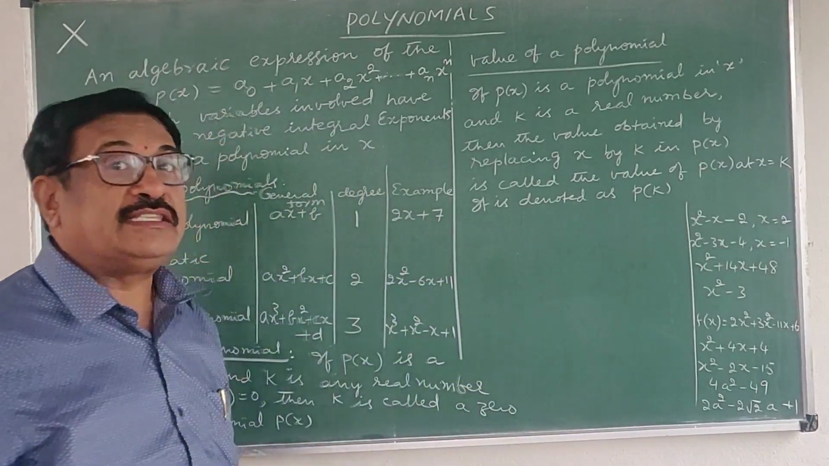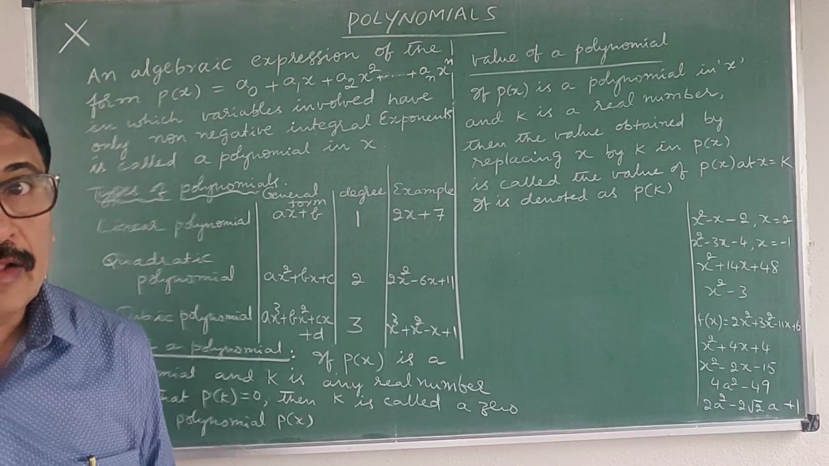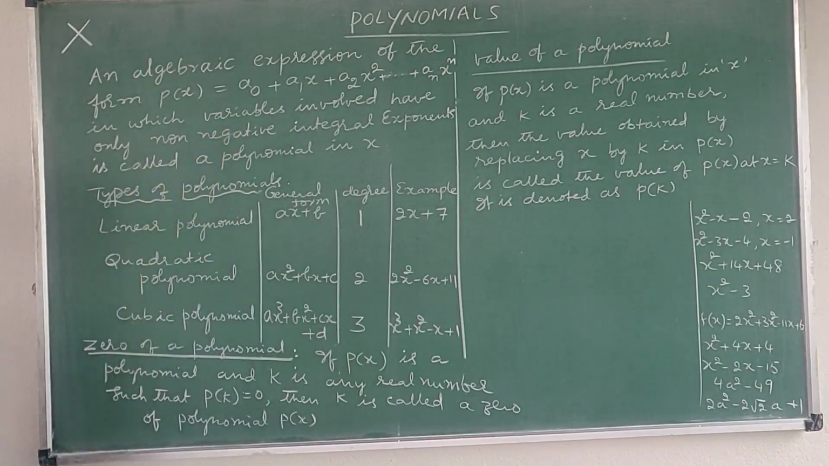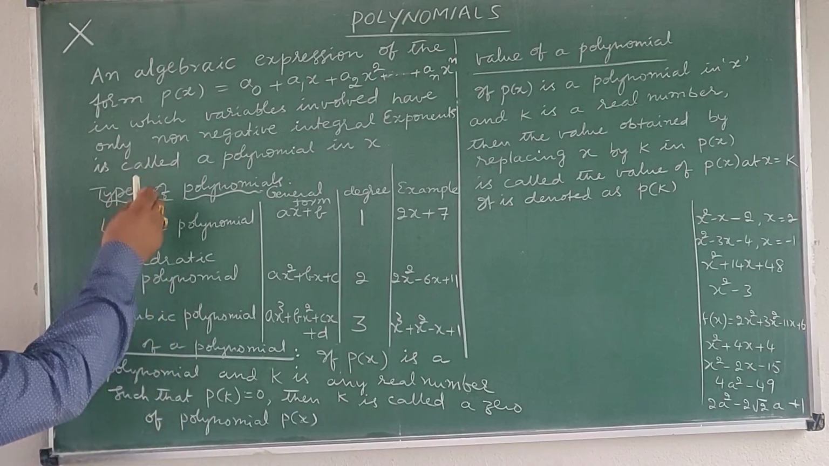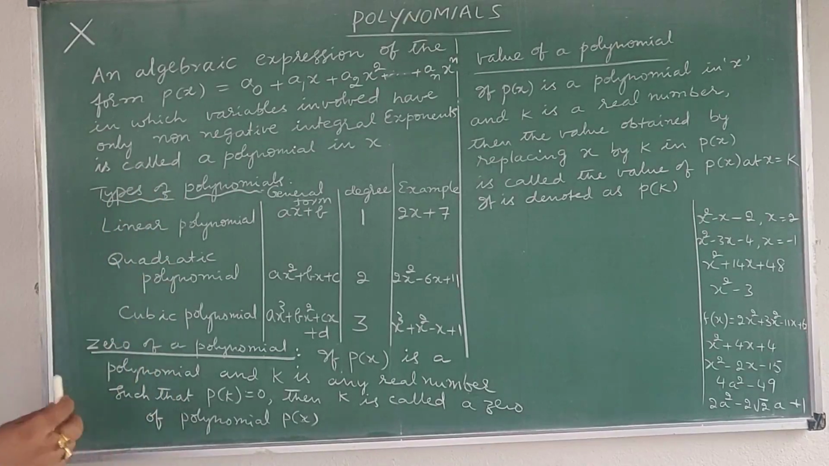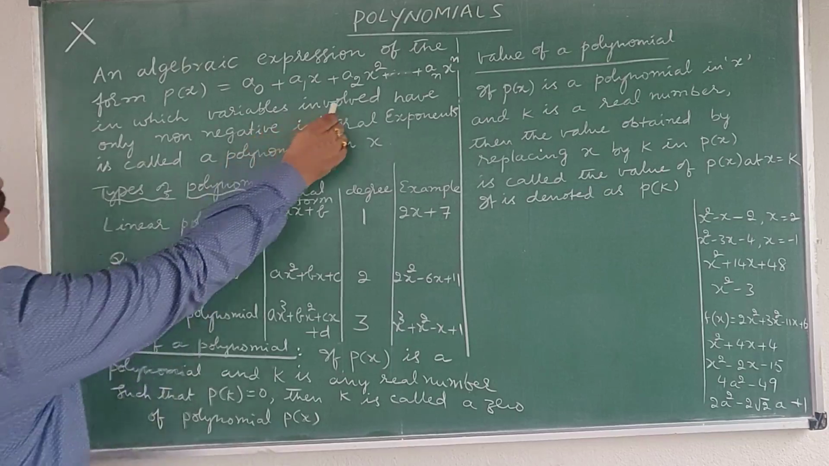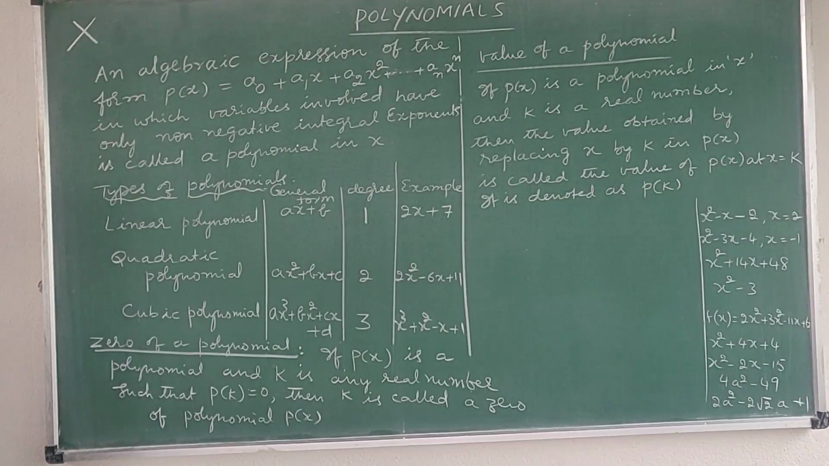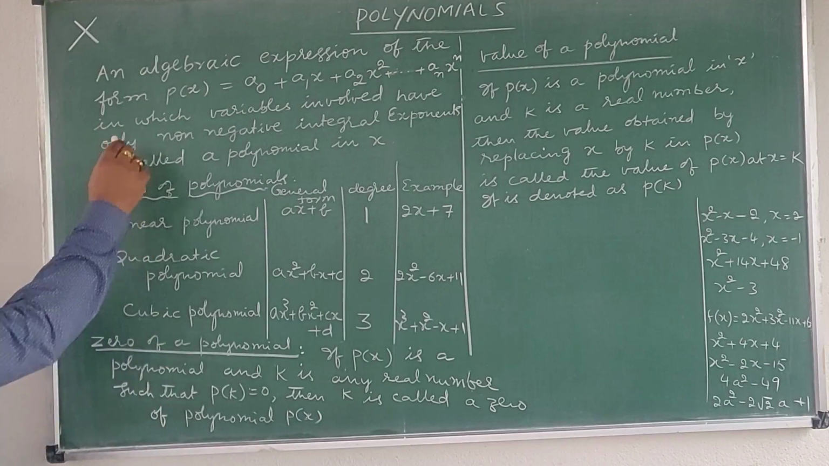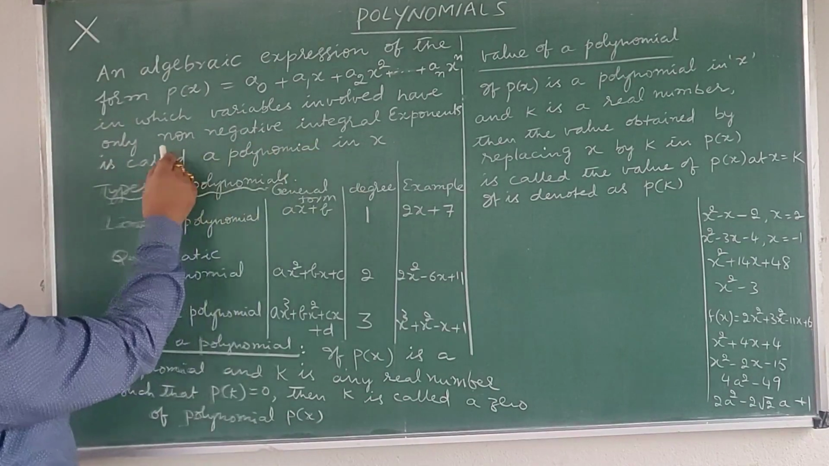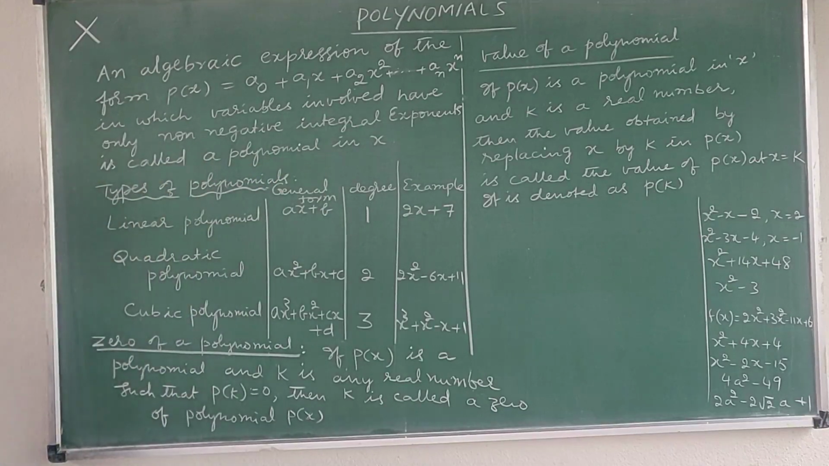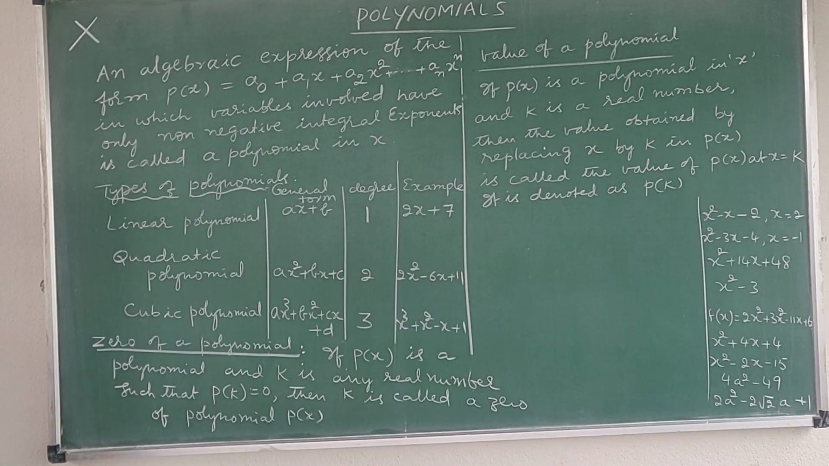Now, what is a polynomial? Did you recall the definition of a polynomial? An algebraic expression of the form P of x is equal to a0 plus a1x plus a2x squared and so on plus anx to the power n, in which the variables involved have only non-negative integral exponents, is called a polynomial in x. What do you understand by this statement?